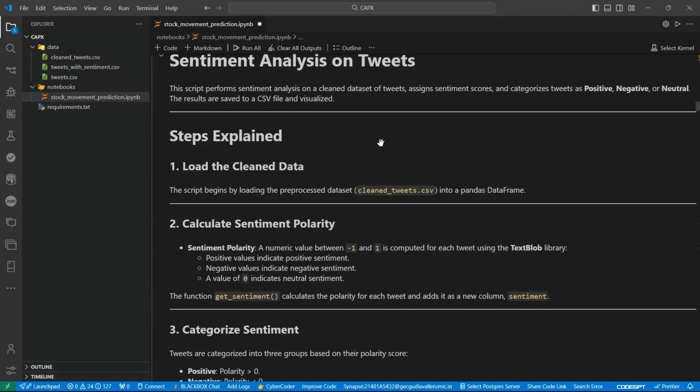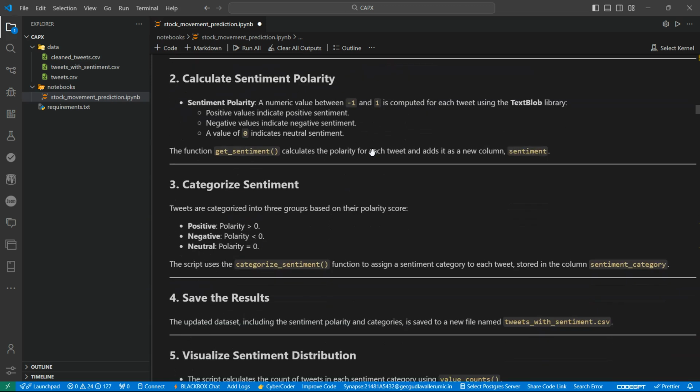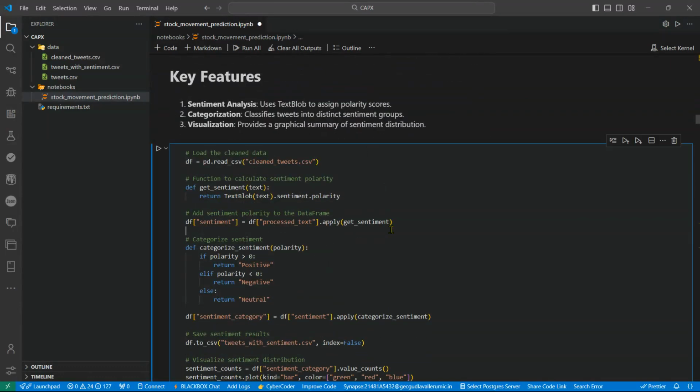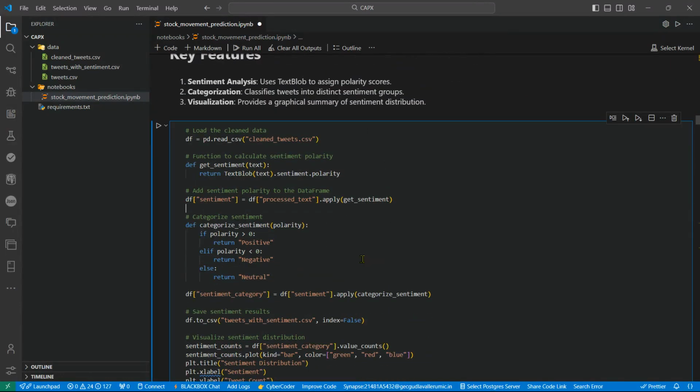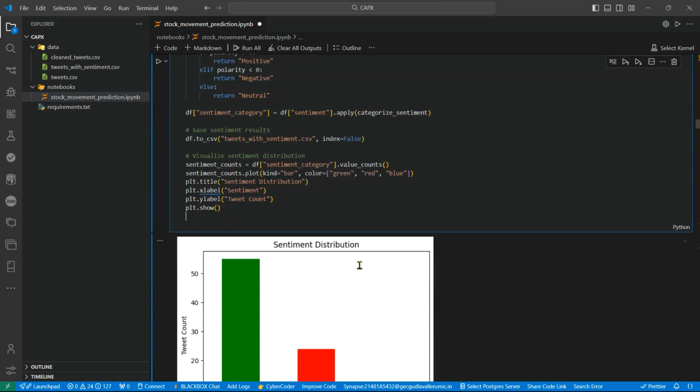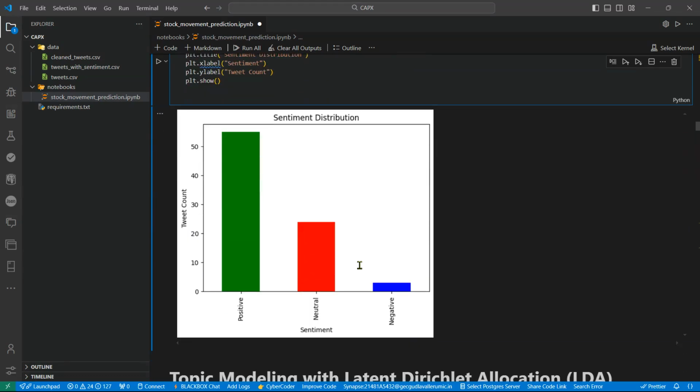Then we go to the sentiment analysis on tweets. For the further analysis, we are extracting the positive, negative, and neutral sentiments. We are analyzing how many tweets are positive, negative, and neutral. We are constructing a graph, using a bar chart, so we can easily understand how many tweets are positive, neutral, and negative from the given data.